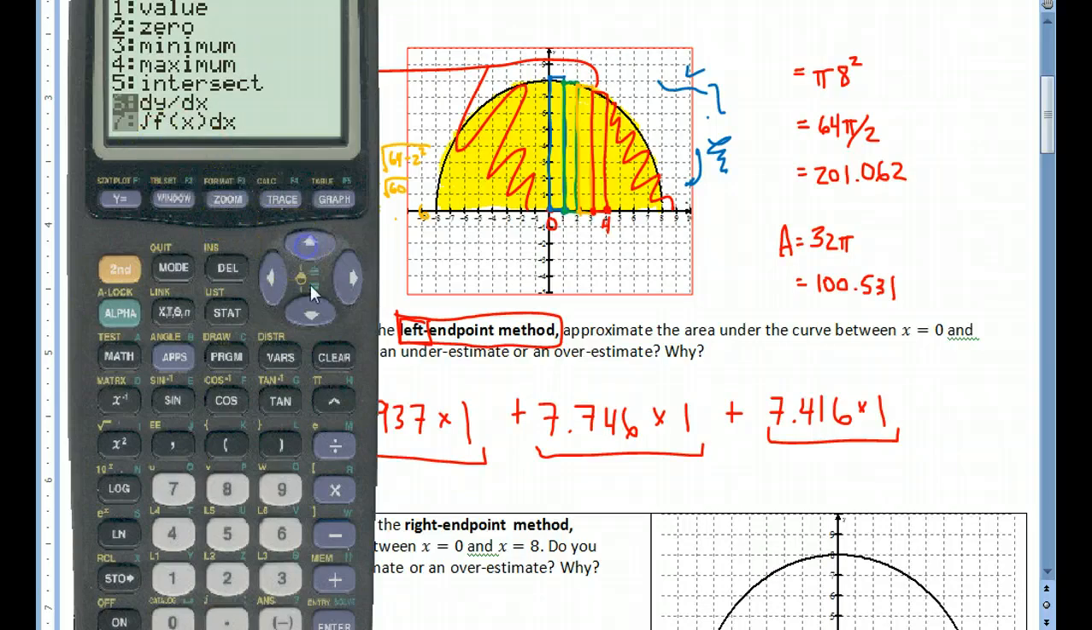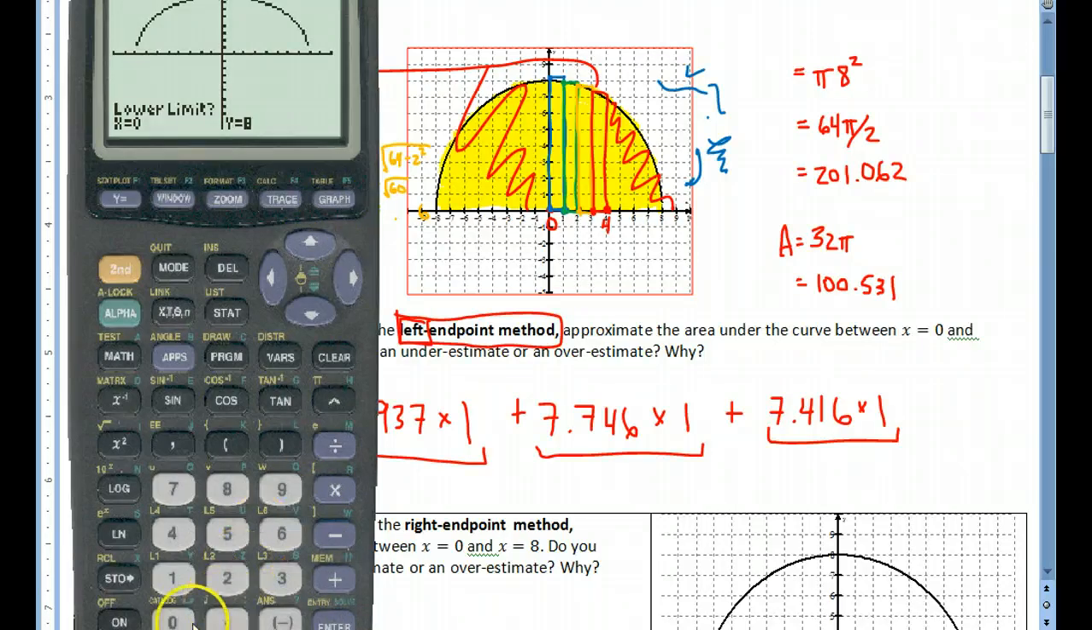No, this is for slope. This is for area under the curve. So watch. You choose that from where to where, 0 to 4. It'll even shade it in for you. Watch. Okay, so that's the exact value.